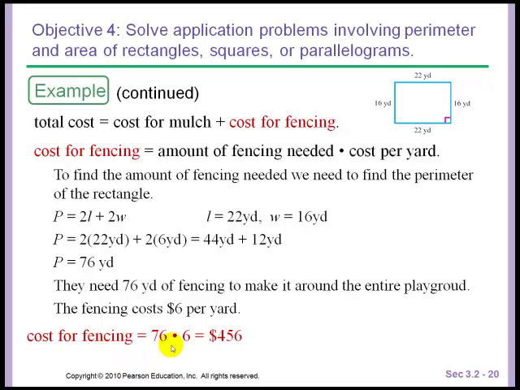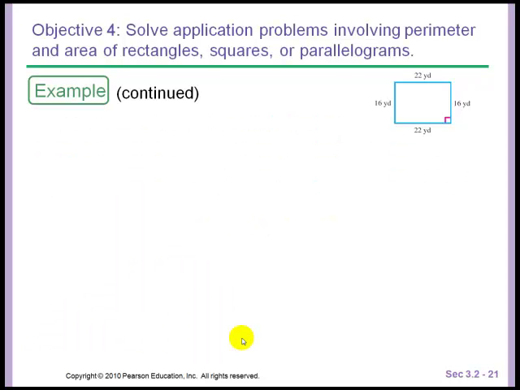So the cost for fencing is 76 times $6. So every yard is $6 and you have 76 yards. So the cost for fencing is $456.